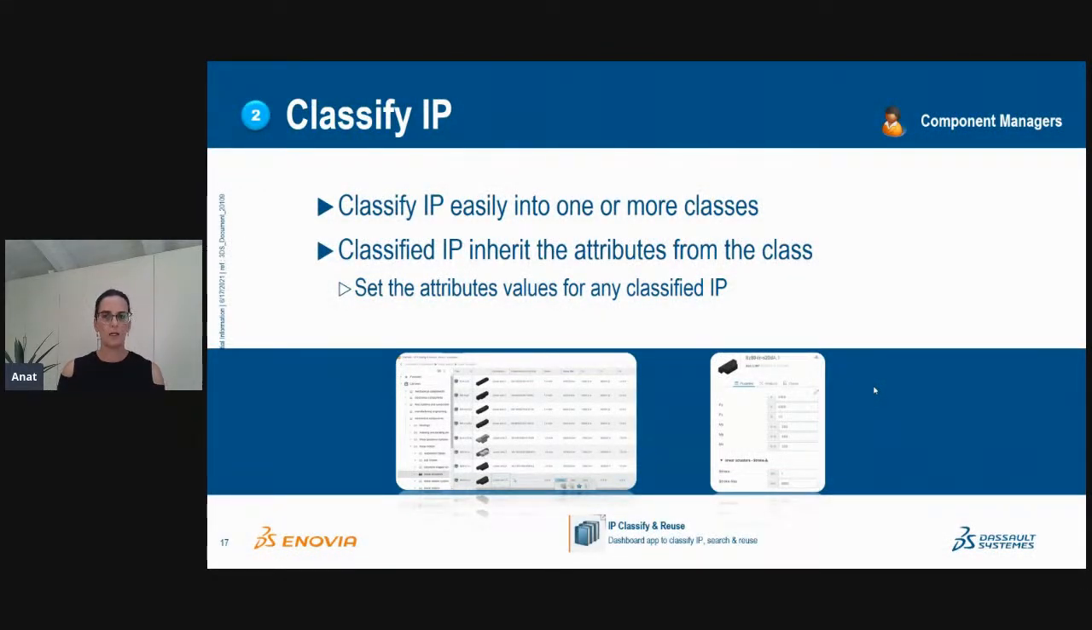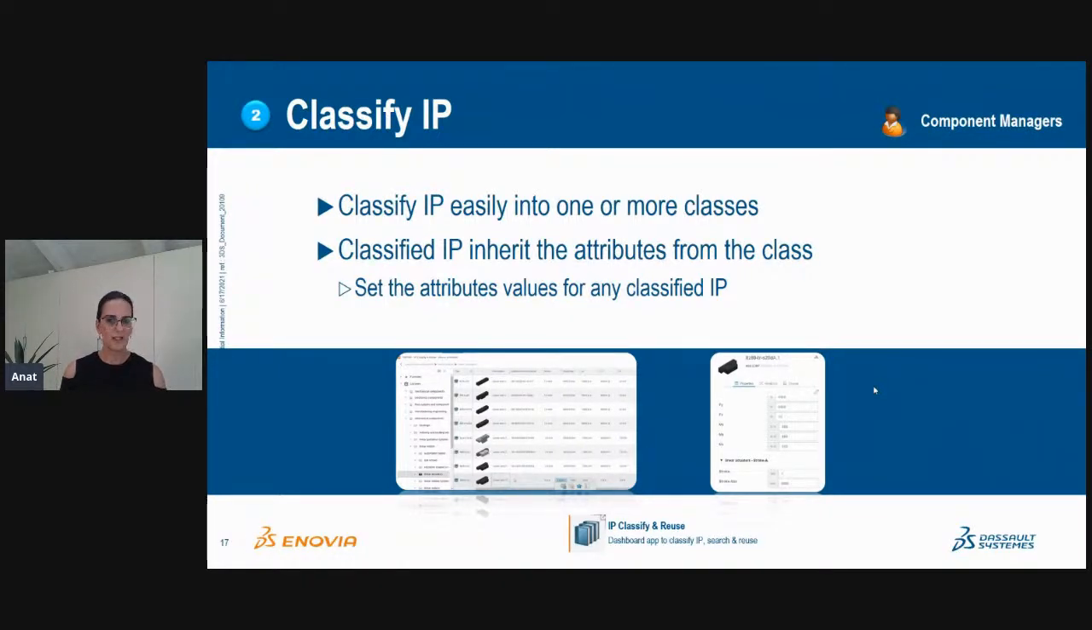Okay, so in the first process, we created the classification taxonomy, including the structure and the classification attributes. We associated the classification attributes to the classes. And now let's start with the second process, which is to classify the IP.